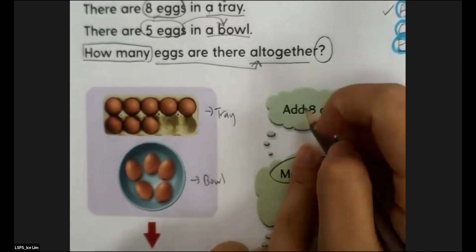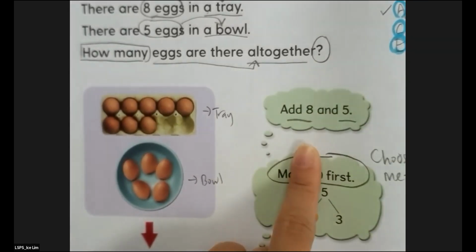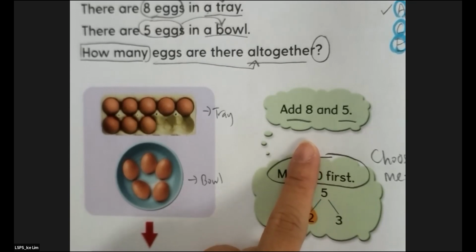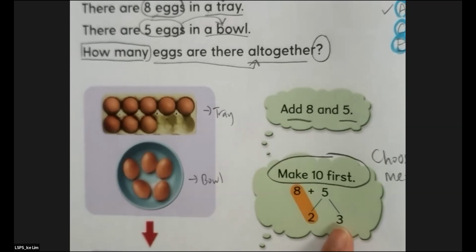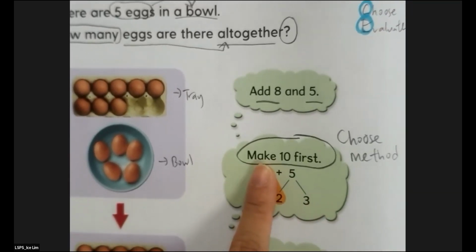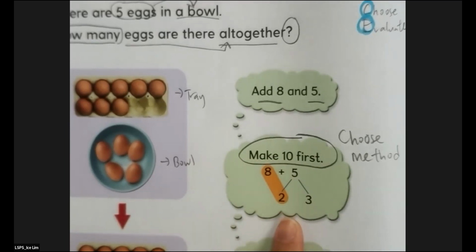Now, we are supposed to add 8 and 5. Some of us may be able to say, I know the answer already. It's 13. That is excellent. But the main question is, if I want you to do it in another way, can you do it? Do you know how to make 10 first? Let's see how we can make 10 first in the fastest way.